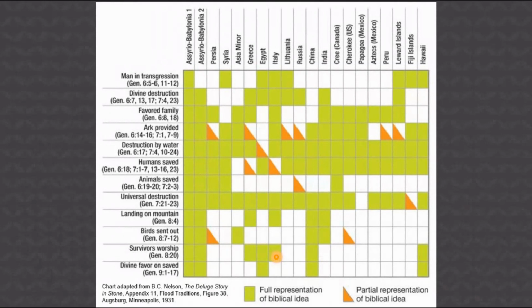And then when you look side by side at some of these flood legends and compare the differences, we see most of them held to a destruction by water. All of these are checked, and only one, the Egyptian flood legend, had a partial representation of the destruction by water. And you can see here, universal destruction was common, except for one. Some other commonalities: humans saved were in most of them. The ark provided were in most of them. And let's see, some of the smaller differences might have been divine favor, not a full representation. But anyway, so you get the gist of it. There's a lot of similarities in these flood legends.